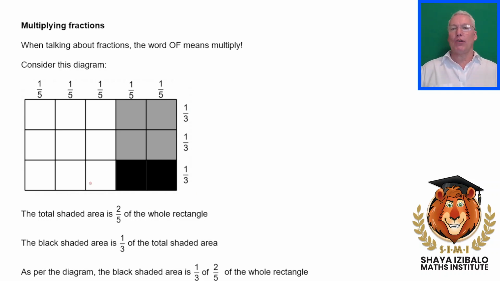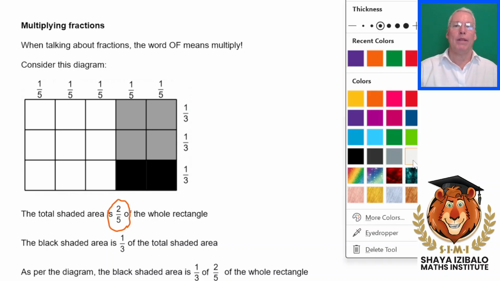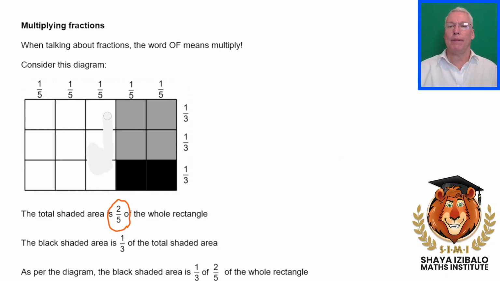All right, so overall here we've got some bits of this shape that are shaded, and if we have to talk about the total shaded area, in other words the dark and the light shaded, well, we can see that this is divided into fifths, okay? 1, 2, 3, 4, 5 columns. And 2 of those 5 columns are shaded. Okay. Now, we're going to ask you just to forget about for now this piece of the diagram.